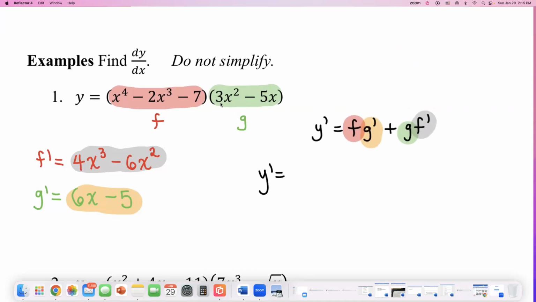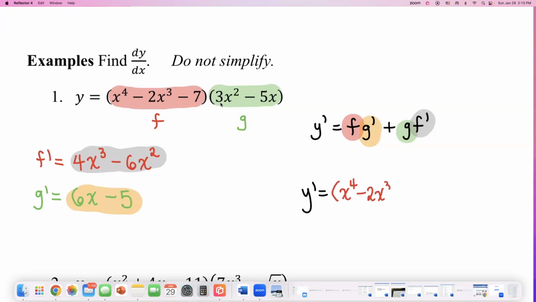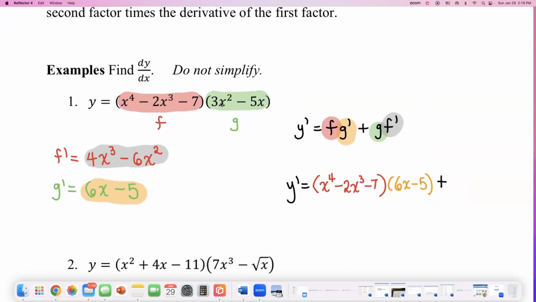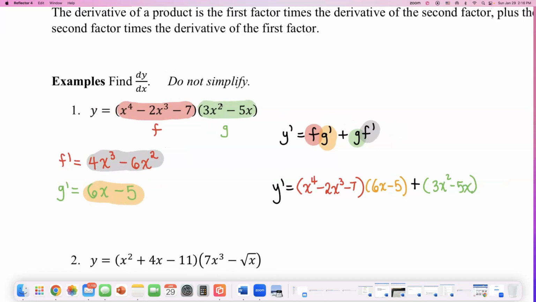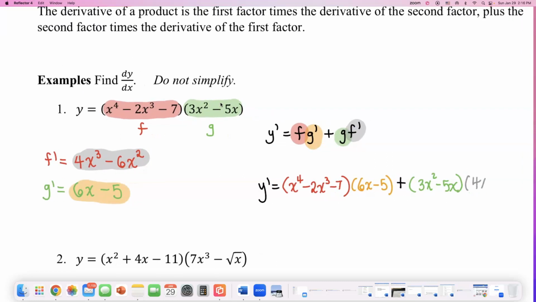Following this formula, I need the red piece first, right? So I will write parenthesis x to the fourth minus 2x cubed minus 7. That's what the red was. Now I'm multiplying this red by the orange, the g prime, which is 6x minus 5. All right, plus sign in the middle. I need g, the original second expression, and that would be 3x squared minus 5x. And the last piece is f prime, which is 4x cubed minus 6x squared. And since they said do not simplify, that is what I'm going to write as my final answer.